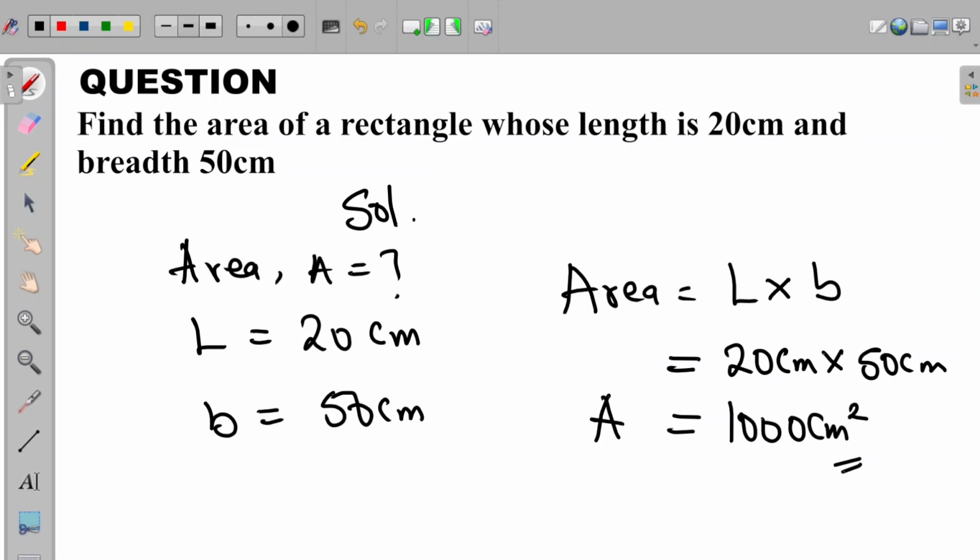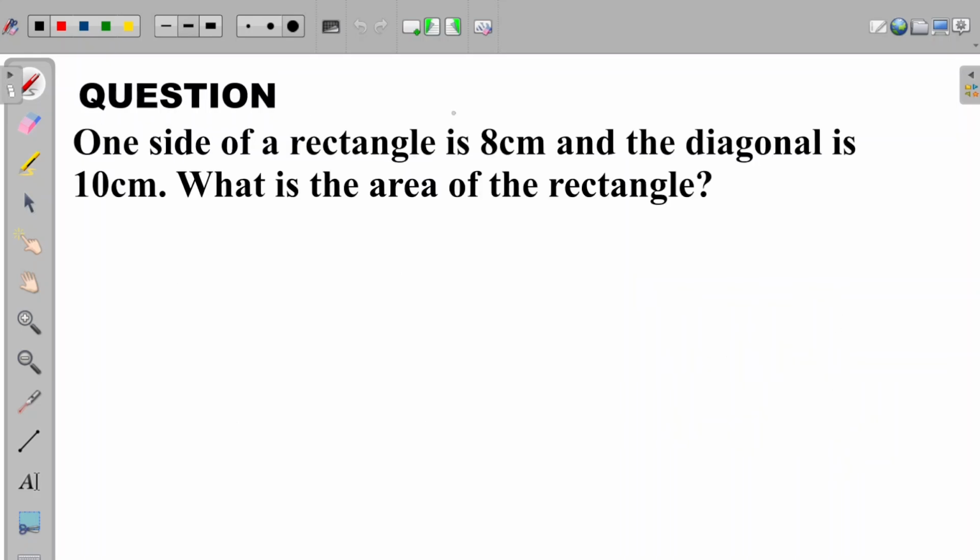Now let's take up the next question. So the third question says, one side of a rectangle is 8 cm and the diagonal is 10 cm. What is the area of the rectangle? So solution.